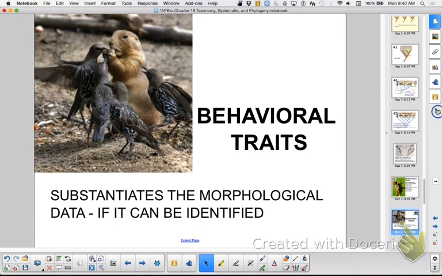And if possible, you're going to look at behavioral traits if it can be identified.